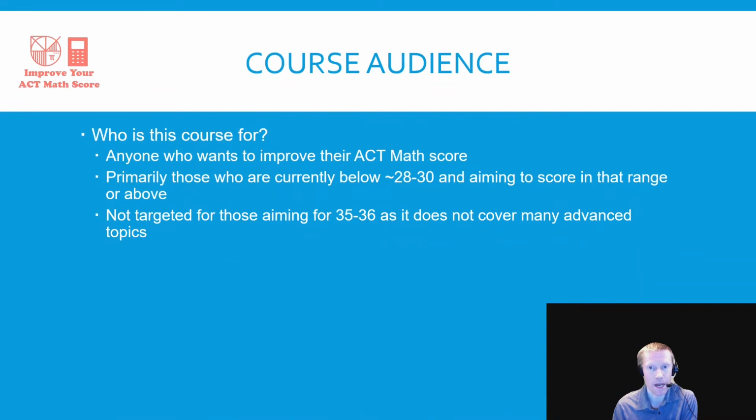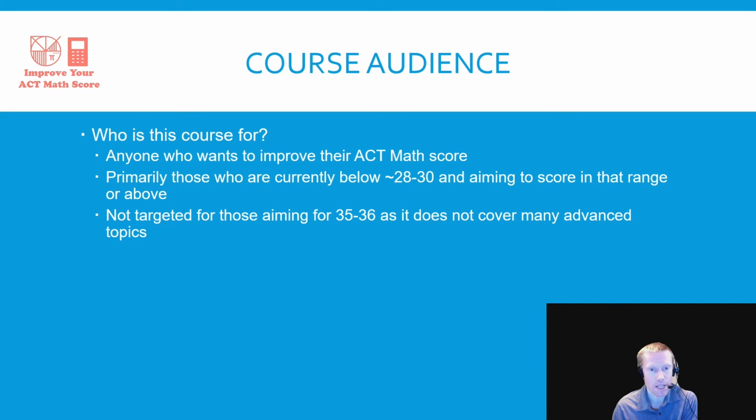Next, I'd like to talk about the intended audience for this Improve Your ACT Math Score course. So, who is this course for? Obviously, it's intended primarily for anyone who wants to improve his or her ACT math score. But it's going to be best suited for those students who are currently scoring below the 28 to 30 range and aiming to score in that range or above it.